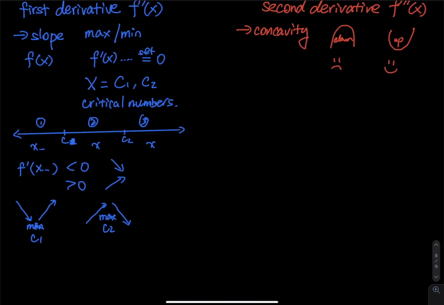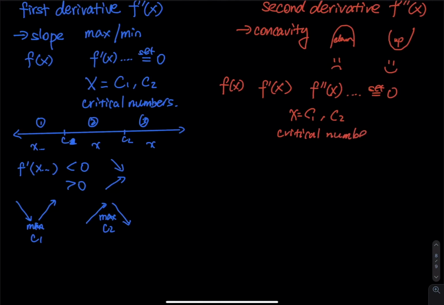How do you determine concavity? First, you need to have f of x, and then you take the first derivative, right? And then you take the derivative again, and you have a second derivative. This time, whatever the second derivative is, you set that equal to 0, and then you are able to find a couple of critical numbers. So let's say x equals C1 and C2. So you have two critical numbers.